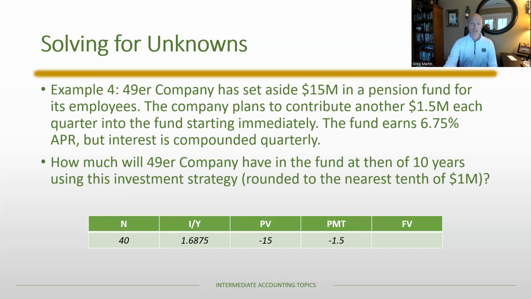So I put all that information in. Again, 40 is my N, my quarterly interest rate, the amount that I'm putting in today, and then the amount that I'm putting in each quarter. And at the end of that 10-year period, or at the end of those 40 quarters, I will have $115.4 million. So again, the goal here hopefully is to understand the direction that we need to go, and hopefully we can get there.